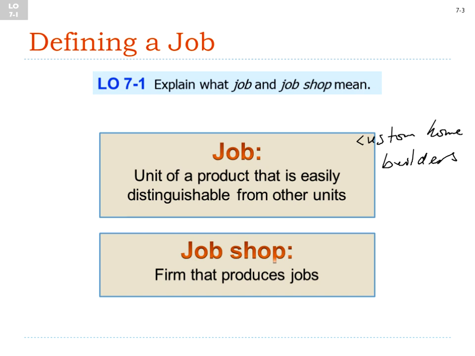So a job shop is just a business or a company that produces jobs. So a CPA firm for this chapter would be considered a job shop, because the services provided by a CPA firm to each client are going to be slightly different. The custom home builder that we talked about is going to be a job shop. So again, any firm that produces jobs is going to be known as a job shop.